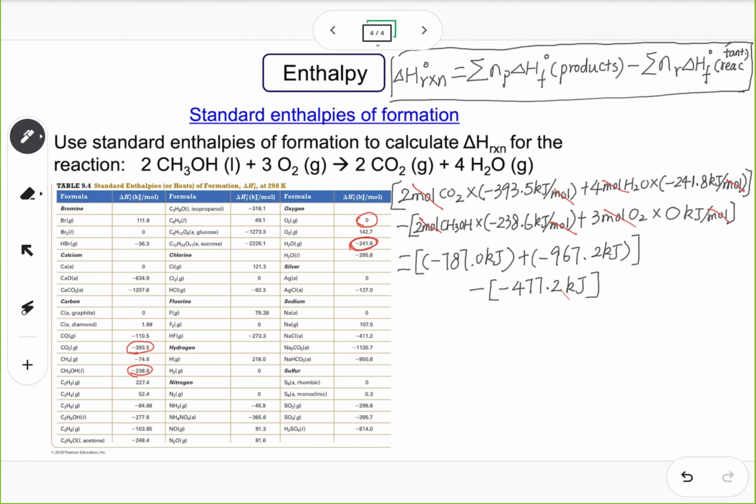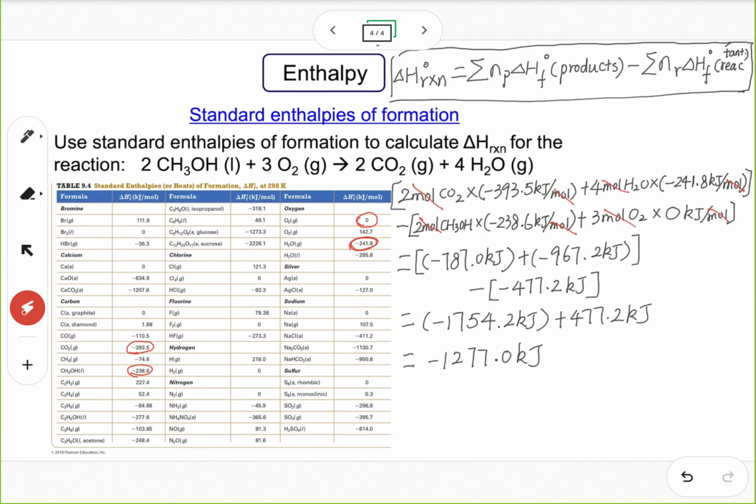All right, now when you have these two together, that will be negative 1754.2 kilojoule. Now you have a negative sign here, they cancel each other out, so that means plus 477.2 kilojoule. And then the final answer should be negative 1277.0 kilojoule, 1 decimal place, because both of them have 1 decimal place.